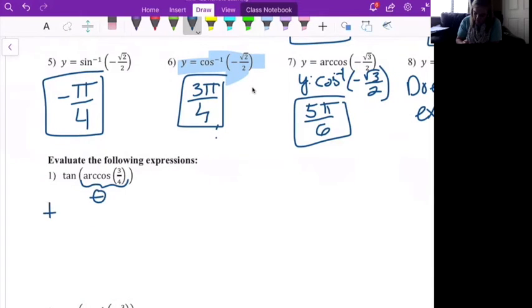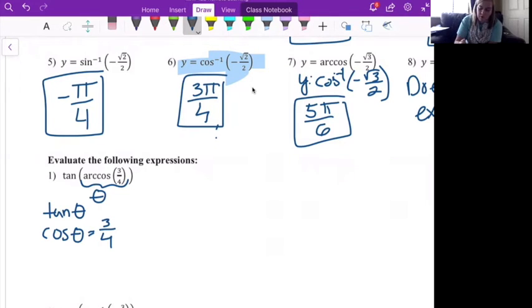So we want to find tangent of theta where cosine of theta is equal to 3 over 4. So this is similar to what we've done before. It just is in a different form because it's now using arc cosine or cosine inverse instead of saying this is what it is.